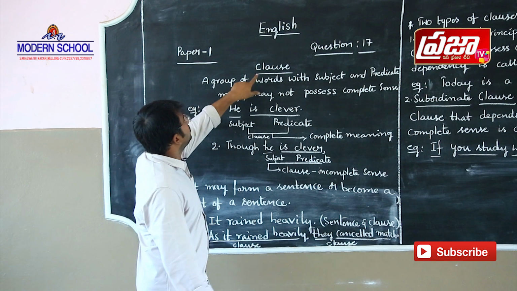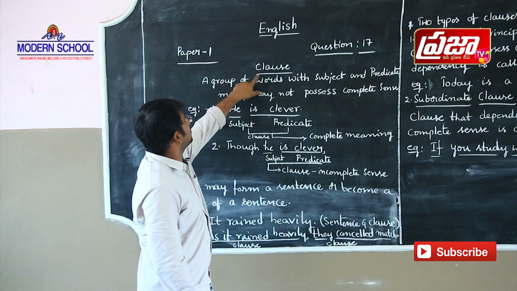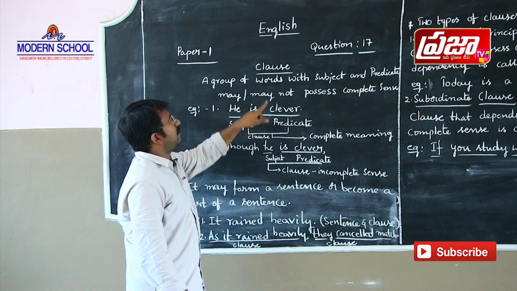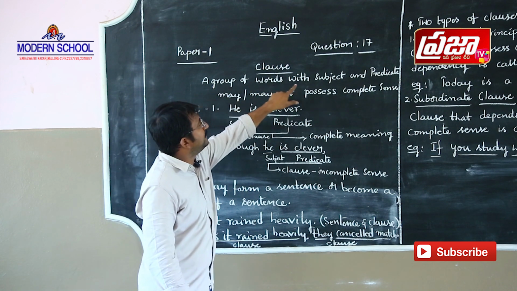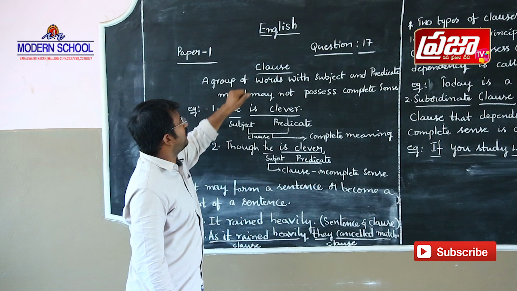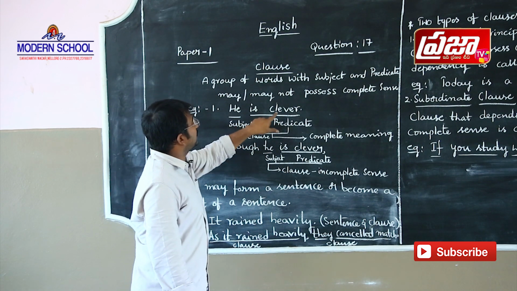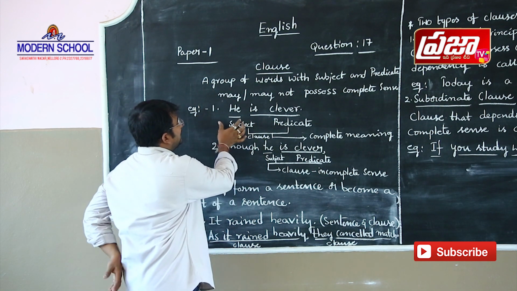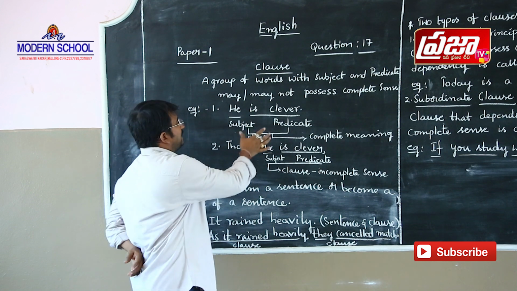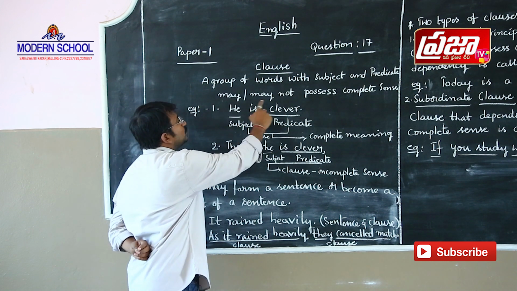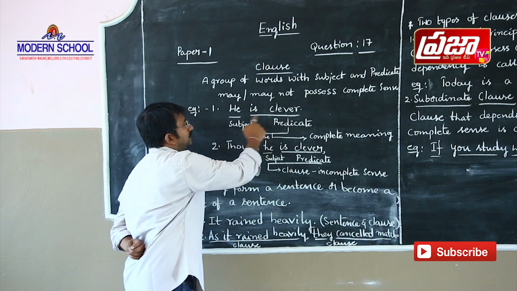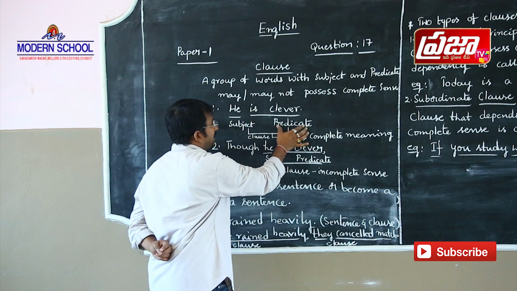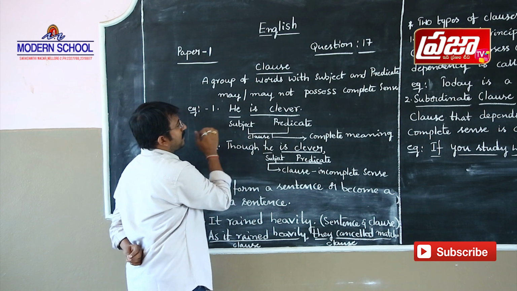So first I will teach you what is a clause. A group of words with subject and predicate is called a clause. See, "He is clever." This is a clause. How do we say this is a clause? Here, "he" is the subject and "is clever" is the predicate. This group of words has a subject as well as a predicate, so we call this a clause.